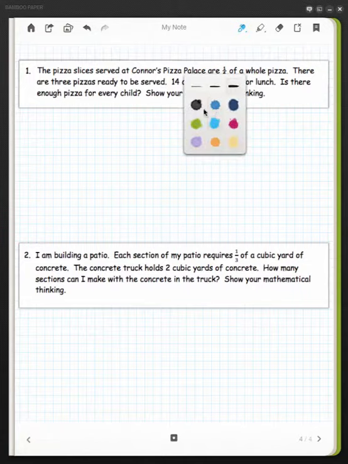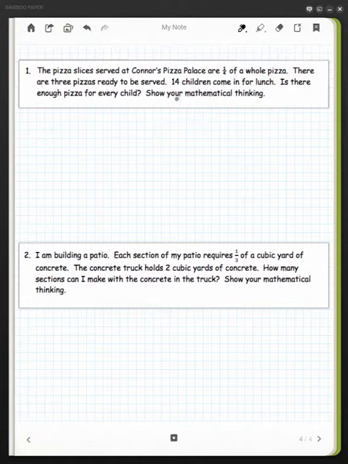So if we're going to go ahead and justify our answer, we need to know what we're looking for. So we're going to annotate our problem. In the first case, we need to circle the question or what we're looking for. In this case, our question is: is there enough pizza for every child? So that's what we're looking for. And we're going to assume that each child is going to get 1 slice of pizza.